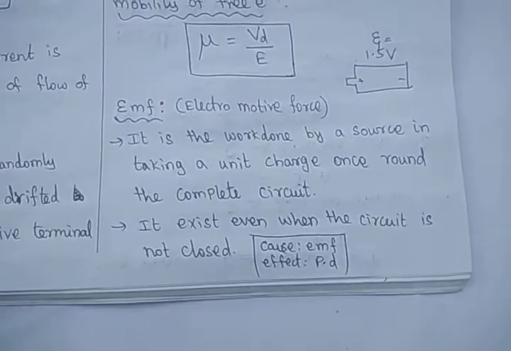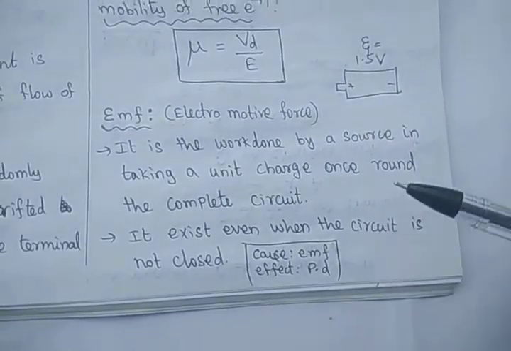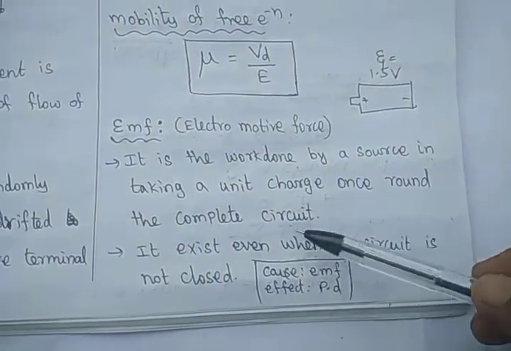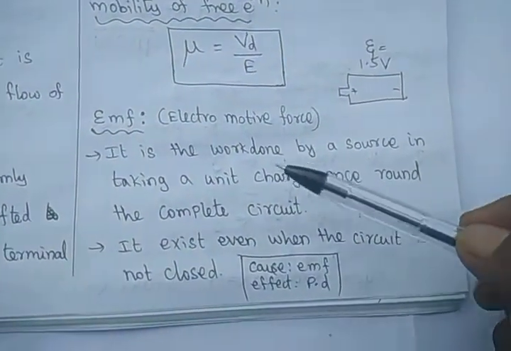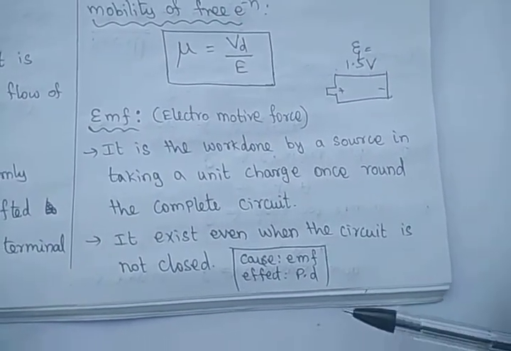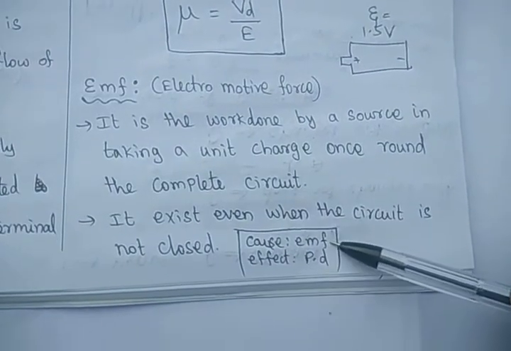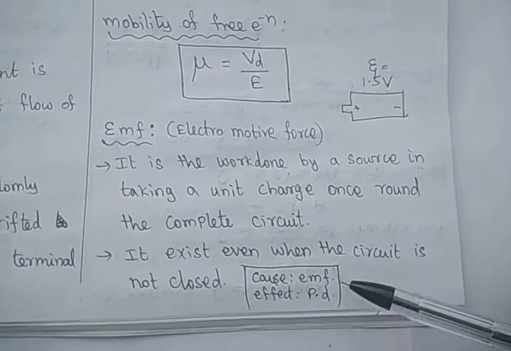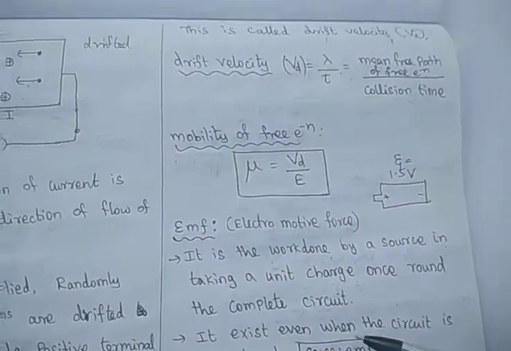So very clear: EMF is for an open circuit, potential difference is for a closed circuit. EMF is the work done by the source for the entire circuit, while potential difference is the work done by the source between any two points. So EMF is a cause and potential difference is an effect. Listen students, it is very clear and easy to understand.